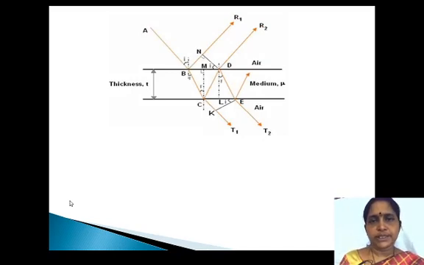For the explanation of this interference, we take a plane glass plate. Here, this is the plane glass plate. This is the monochromatic source AB. This monochromatic source is incident on this film. Some part of the light reflects; this is the R1 ray. Some part of the light is transmitted into the thin film.